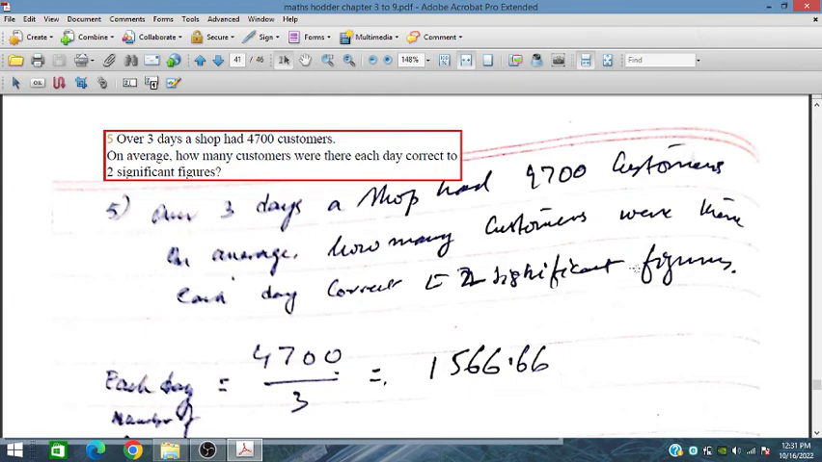Over 3 days, the shop had 4700 customers. On average, how many customers were there each day? Correct to 2 significant figures. For 3 days, we divide this by 3 days to get the number of customers. So this is the number correct to 2 significant figures. So this is 1600.